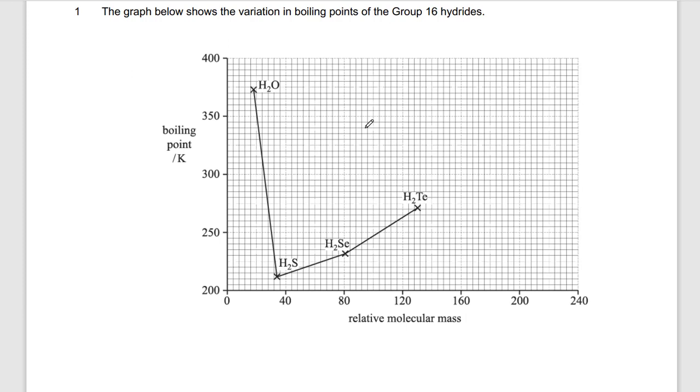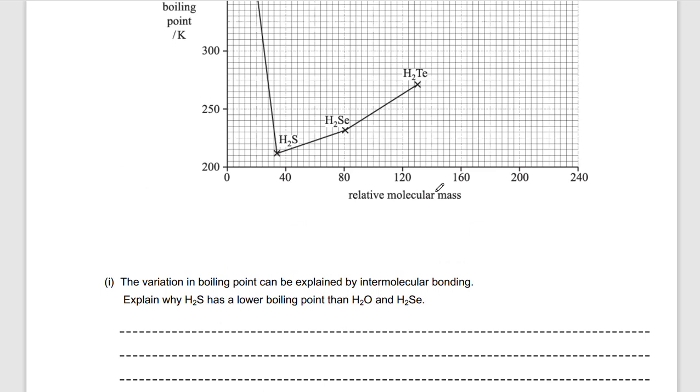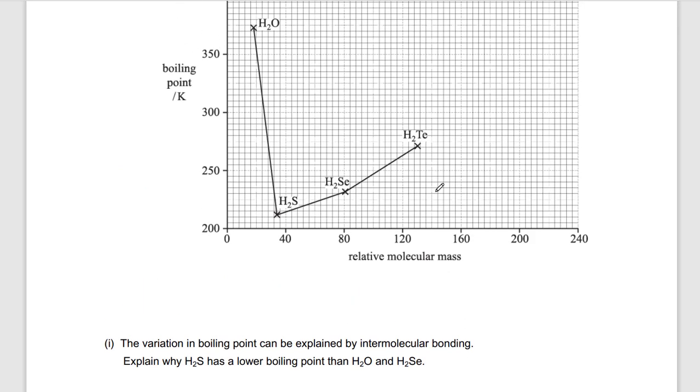In this one, we've got group 16 hydrides, so that's just basically H2O, H2S, H2Se, H2Te. And our question is, the variation in the boiling point can be explained by intermolecular bonding. Explain why H2S, so this, again, bit of exam technique here. There's a lot of stuff going on here. Let's figure out what they actually want us to do. We need to explain why H2S has got a lower boiling point than H2O and H2Se.